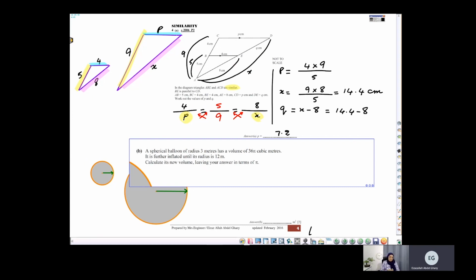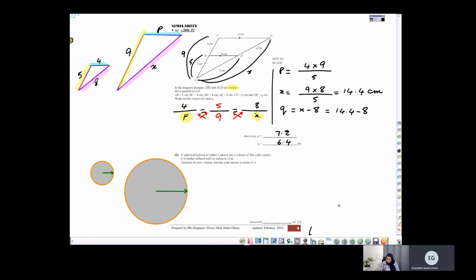Write it on the calculator, 36 shift pi, and click SD. 36 pi means it is 113.0709733 and 5. You know, it's an infinite number, but 36 pi is exact.